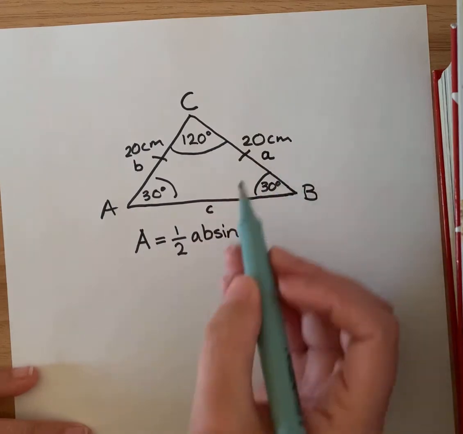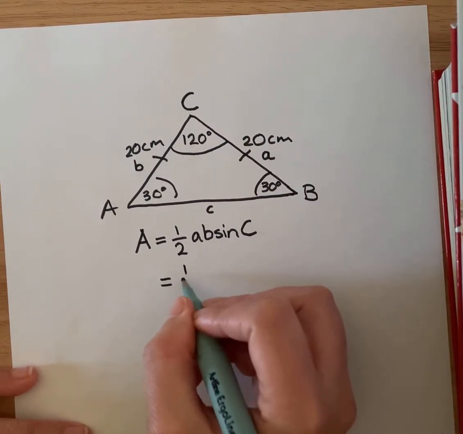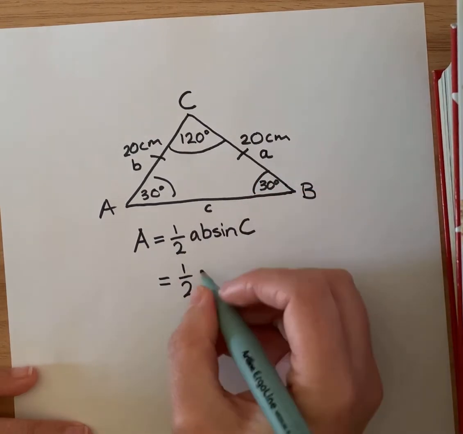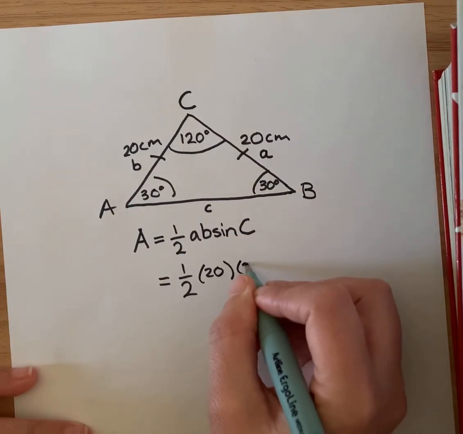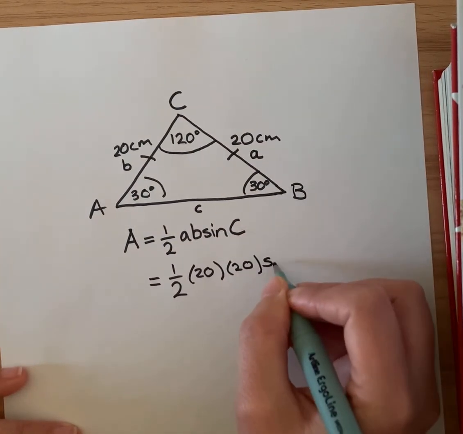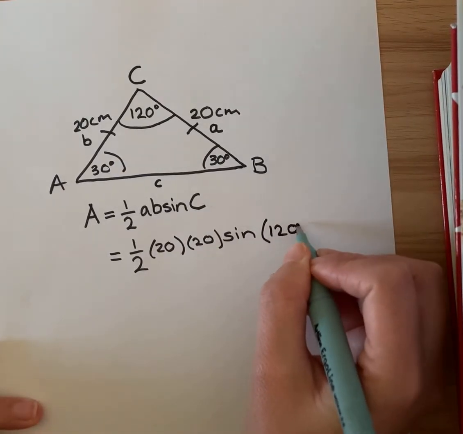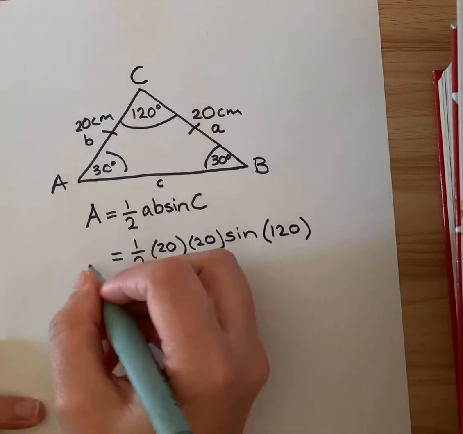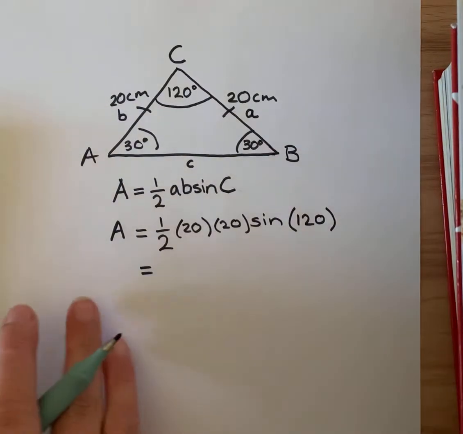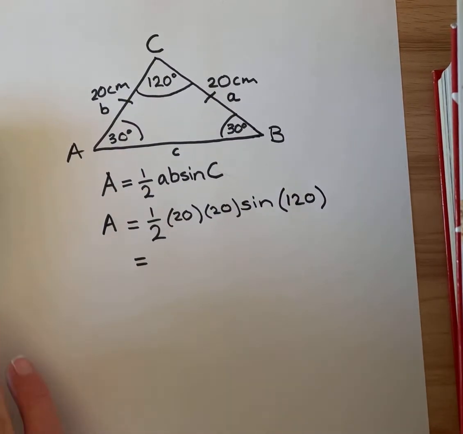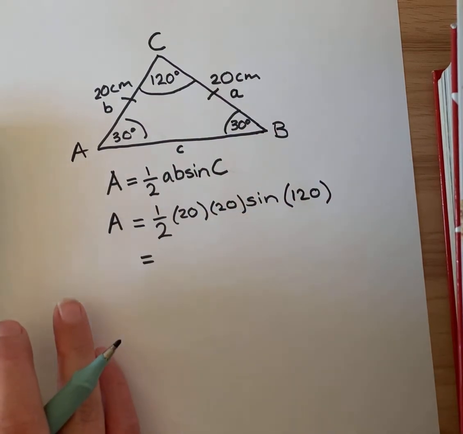So now we've got all our values, we can just plug it into the equation. So half a, and a is 20 centimeters. b is 20 centimeters as well. Sine C, and we worked out that C was 120 degrees. So that's it really, that's how we find the area. So we just need to plug that into the calculator. So we've got a half of 20 times 20 times sine of 120.